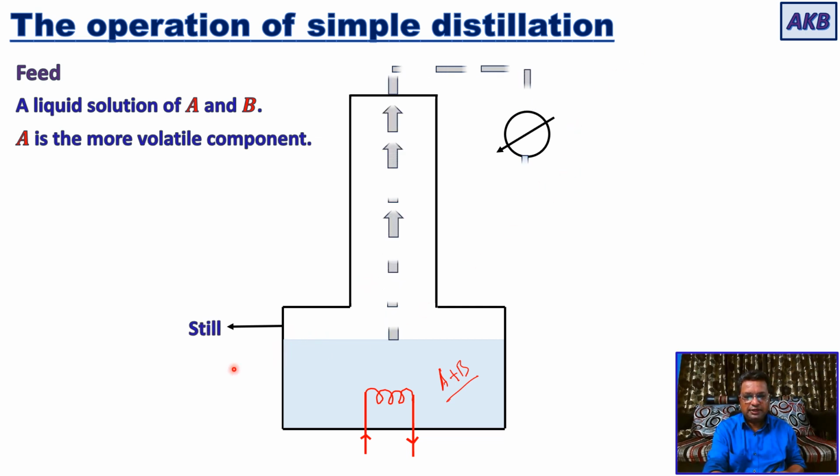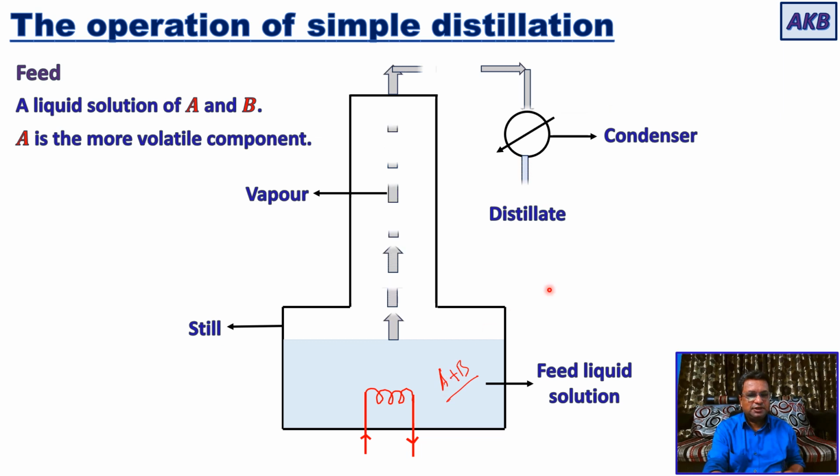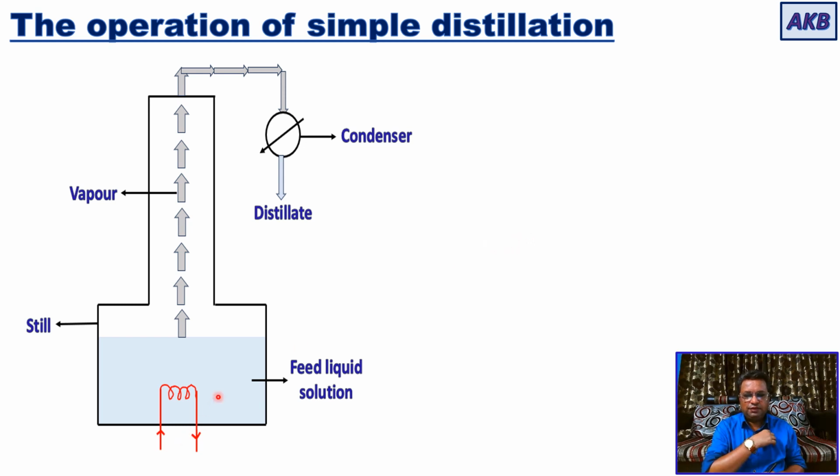Okay, so this is a still. As I said, a still is an apparatus where there is provision of heating the liquid solution. This is the feed liquid solution containing two components, A and B. A is the more volatile component. And these are the vapors, and this is the condenser, and you are getting distillate over here. So the liquid solution of A and B, in which A is the more volatile component, is heated, vapors are formed, they are taken to the condenser, they are condensed, and you are getting distillate.